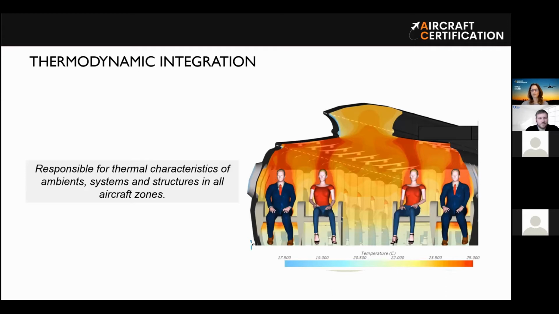We will talk about this image later, but this is the type of analysis that we do. We try to see, for example, if a passenger is feeling too hot in their head and too cold in their feet. So this is one issue of thermal comfort that we deal with. Basically, this is the scope that we will cover.